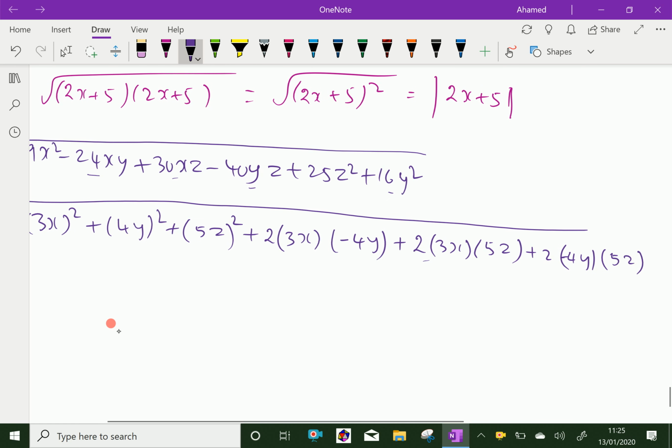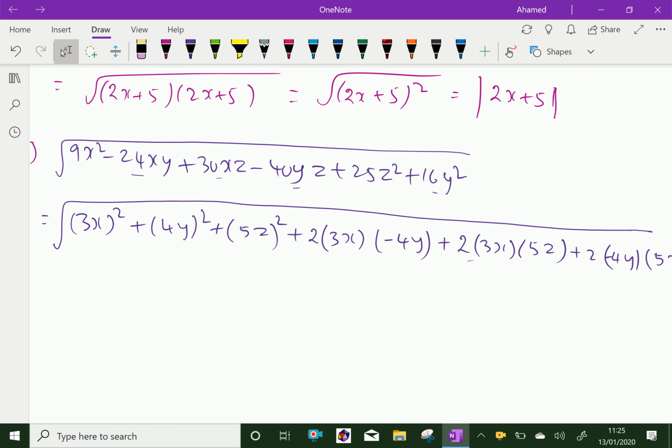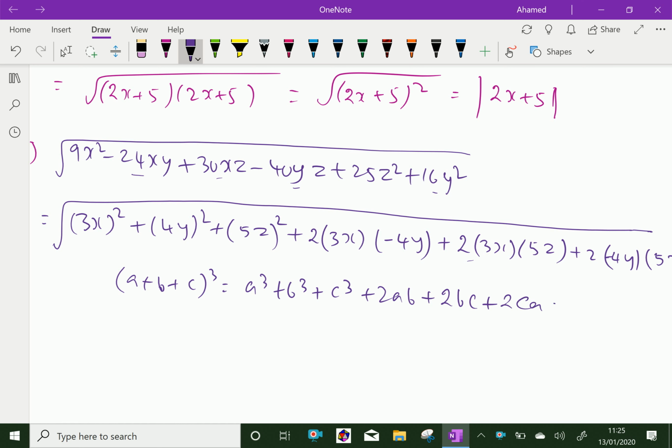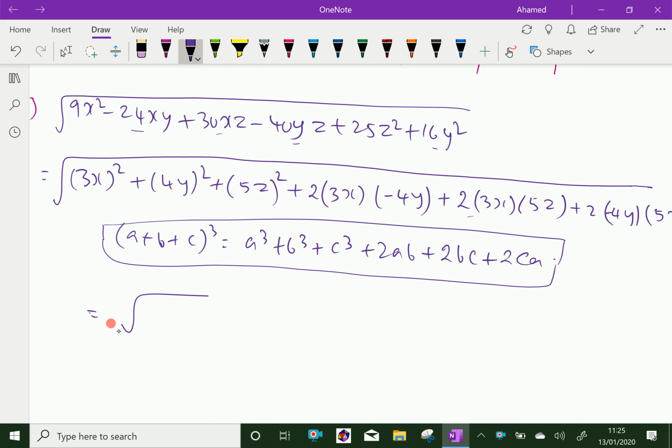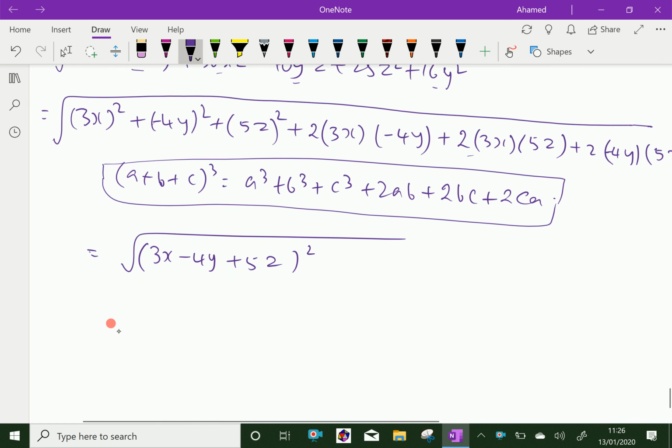Now here we know the identity: a plus b plus c whole square equals a square plus b square plus c square plus 2ab plus 2bc plus 2ca. Using this identity, we can express the above terms as square root of 3x minus 4y plus 5z whole square. Therefore, the square root is modulus of 3x minus 4y plus 5z.